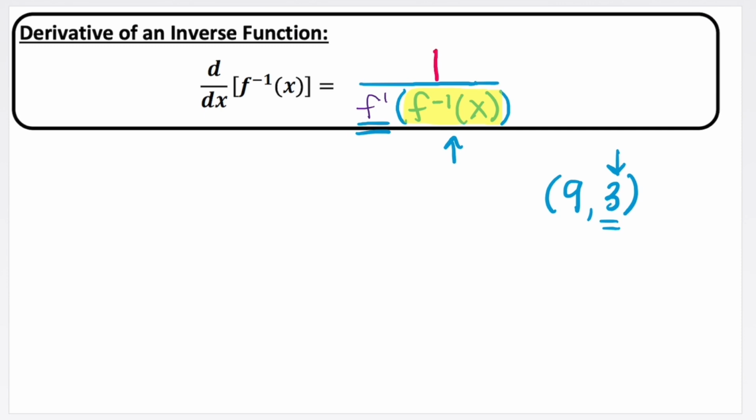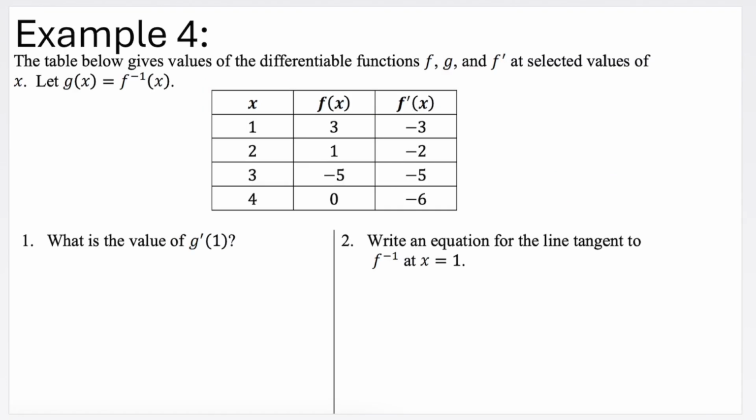But this property is going to be used more when we're given a table of values, or when we're given some information about the first function but not necessarily the equation of the first function. So it's going to be useful, and we're going to use it a lot, but there are other ways you can do these problems too. All right, so let's go ahead and look at a table of values first.